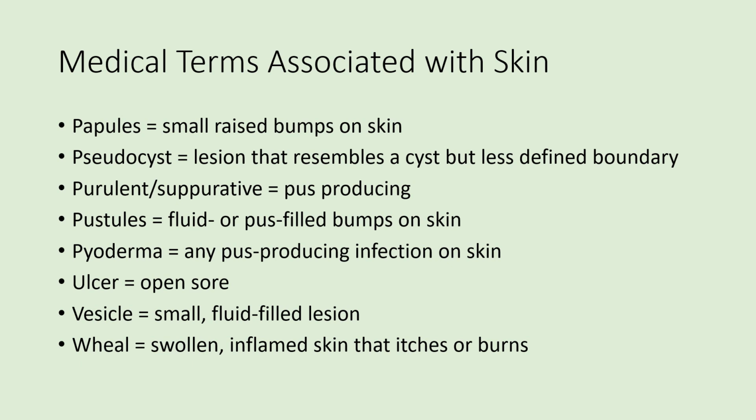Pyoderma is any pus-producing infection on the skin. An ulcer is an open sore. A vesicle is a small fluid-filled lesion, and a wheal is a usually swollen, little inflamed area on the skin that's itchy. It may have a burning sensation to it. So we use these different terms to distinguish between different things you see with skin infections, the different symptoms, the different visual things that you may see.